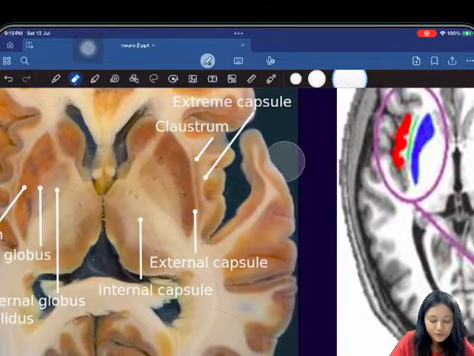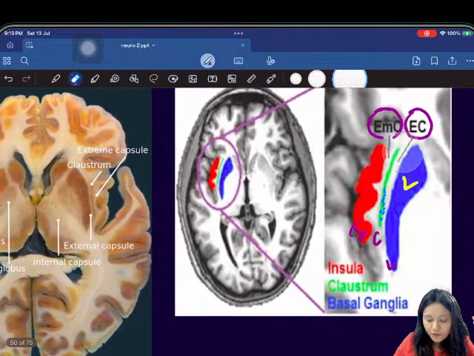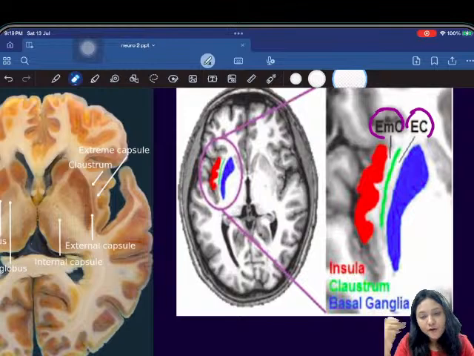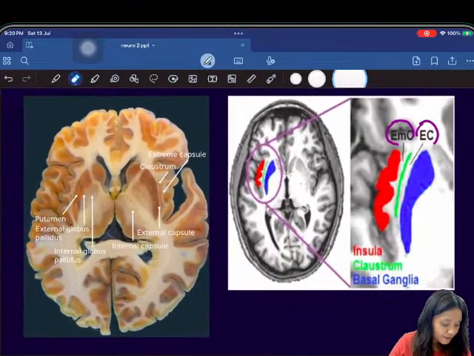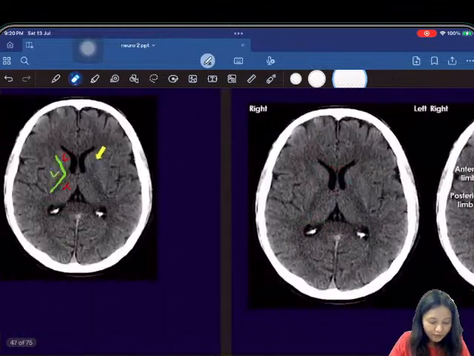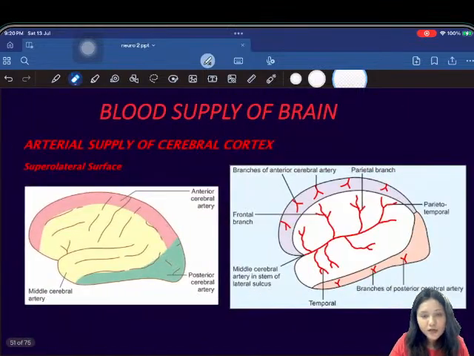So this is how questions are framed. The outermost capsule is the extreme, after that comes the external, then comes the internal, and the outermost gray matter is the insula, then claustrum, then you will get lentiform, okay. I hope it is clear to you now. So this might be asked in the next exam, okay. Yeah, so we have ended this part, the gray matter, the basal ganglia. Now we are going to study the blood supply of the brain.